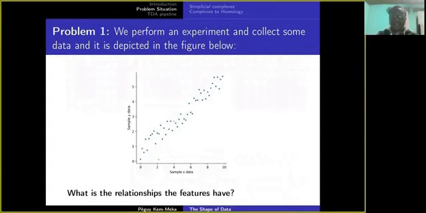Imagine that I perform an experiment and collect my data and they are depicted in this figure. I would like to know the relationship between the features. We can see that when X increases, Y increases as well. So there is a strong linear correlation between my variables.